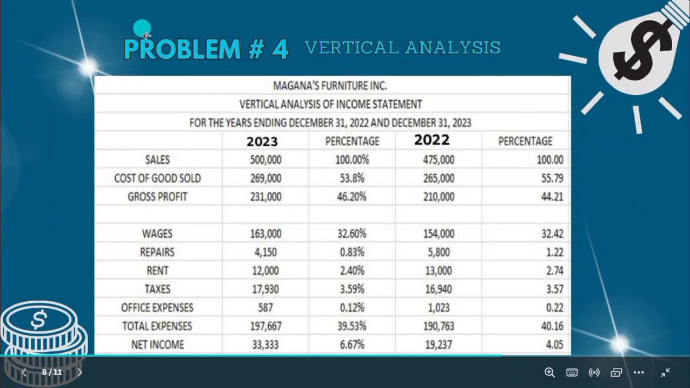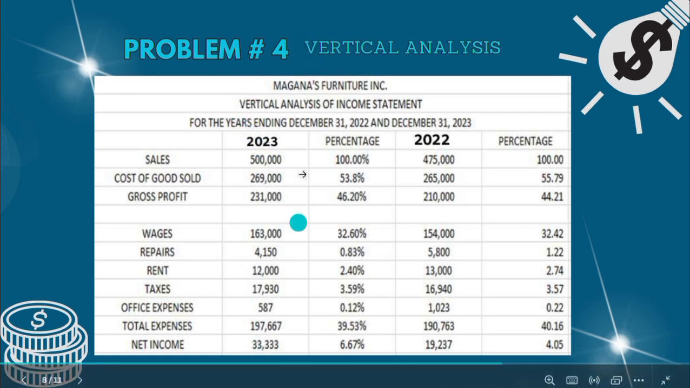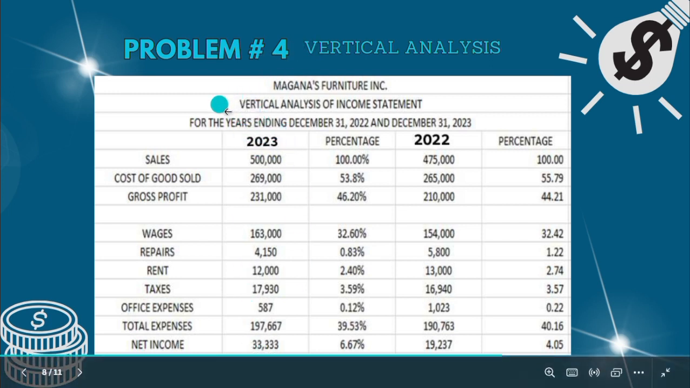So, for this slide, which is the fourth problem, hindi na siya horizontal analysis, vertical analysis naman. So, from the word itself, vertical analysis, ang computation is patayo. So, this is a vertical analysis of income statement of Magana's Furniture Incorporation for the years ending December 31, 2022 and December 31, 2023. So, dito muna tayo sa 2023, yung column na pangalawa.